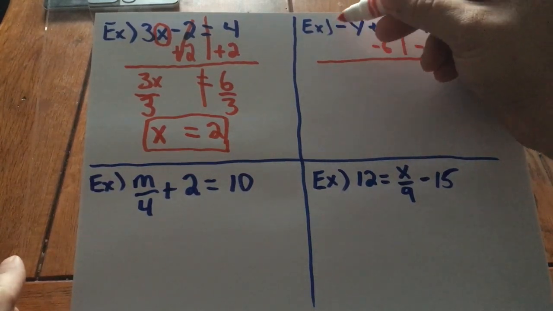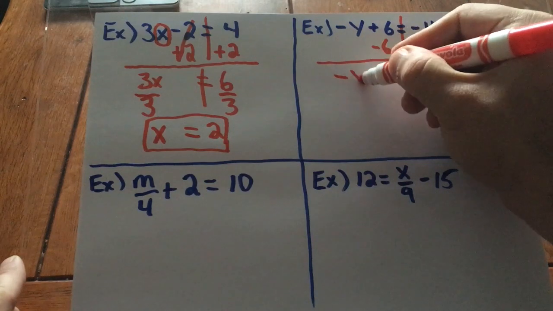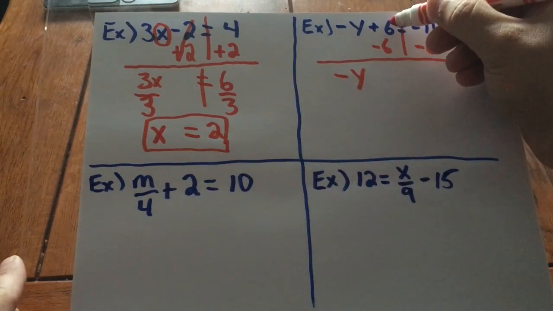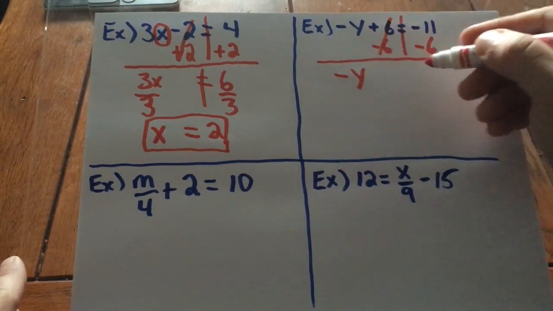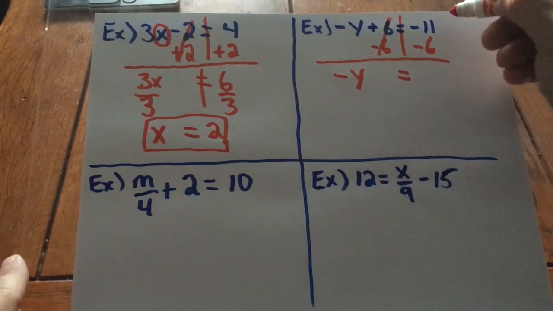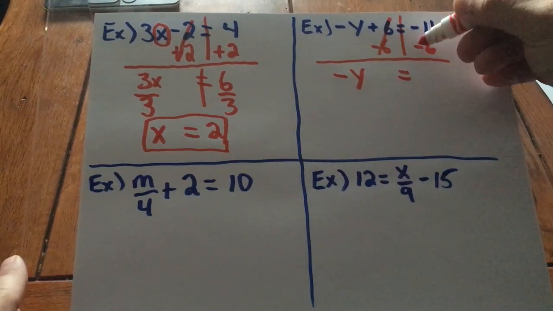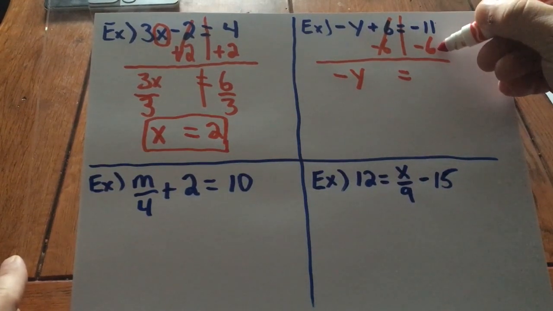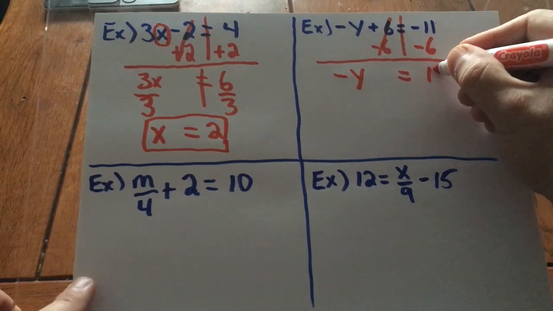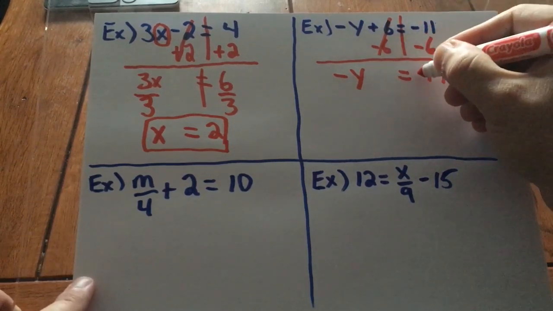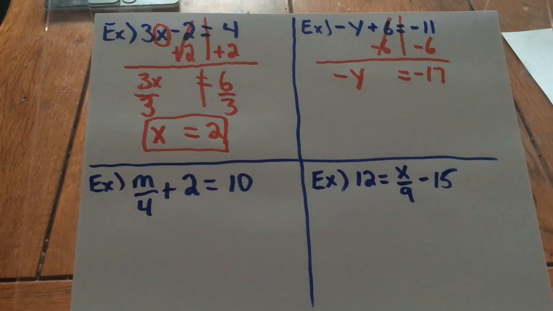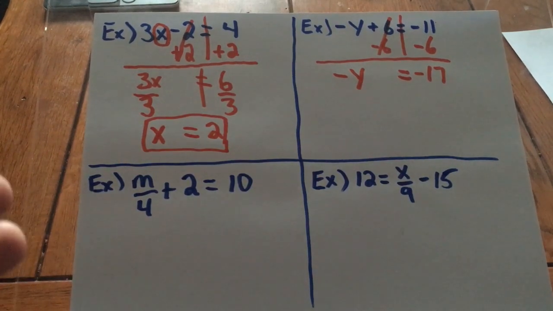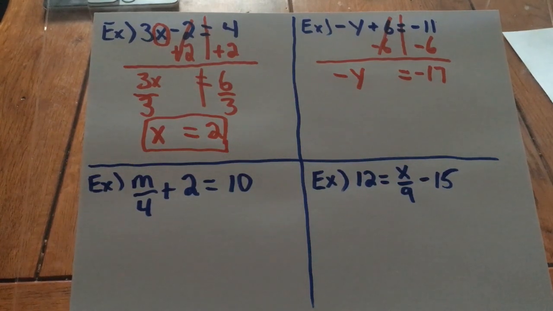Notice this is a minus y. So we want to bring that minus sign down with it. I've got plus 6 minus 6. That goes to 0. That's equal to, now notice the signs are the same, so that means you add the numbers, 11 plus 6, 17. And then keep the sign of the bigger number, it's a negative 17. That's just some integer rules. And now we've got negative y equal to negative 17.